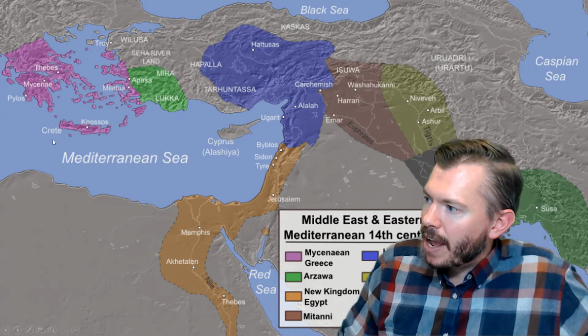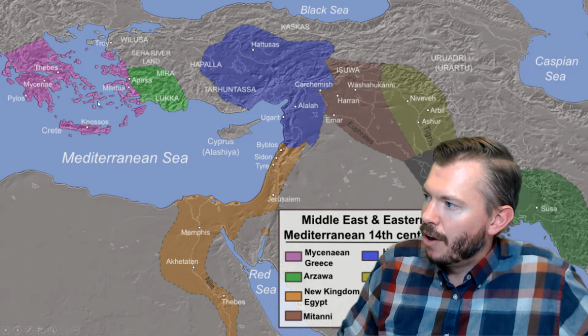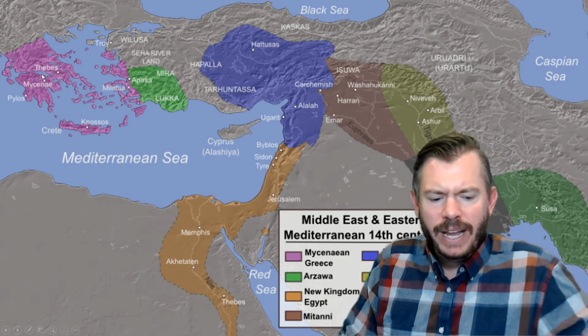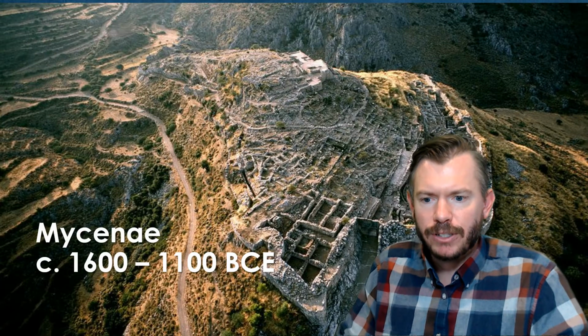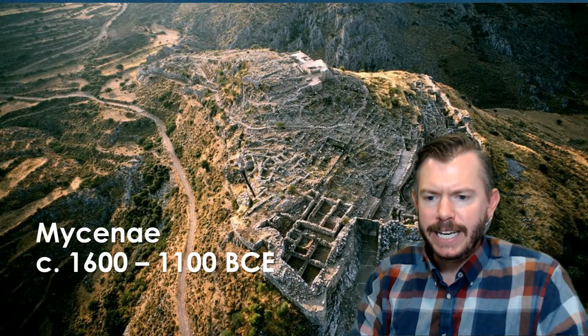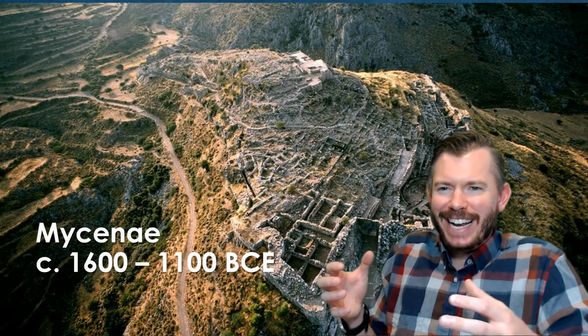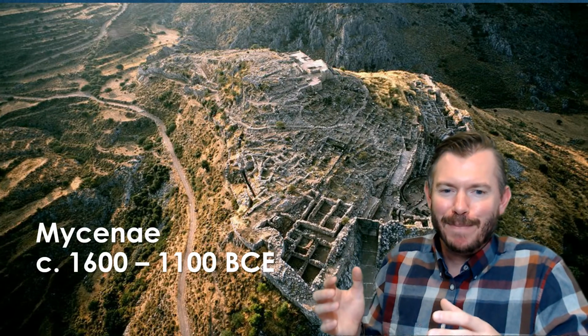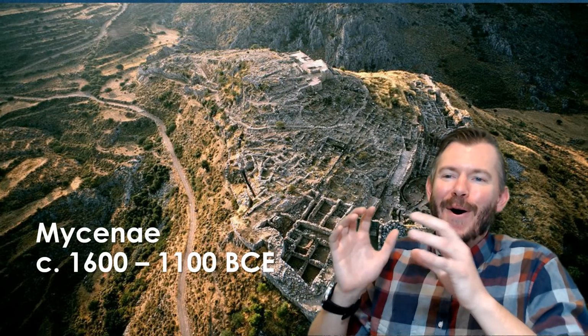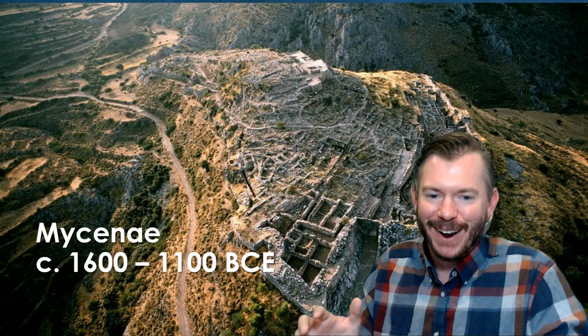Now, if we migrate from the island of Crete and from Thera over to the mainland, we get a similar yet very different culture. So we get the Mycenaeans, and rather than being kind of these hippies with no walls and purple monkeys, the Mycenaeans are all about warfare.